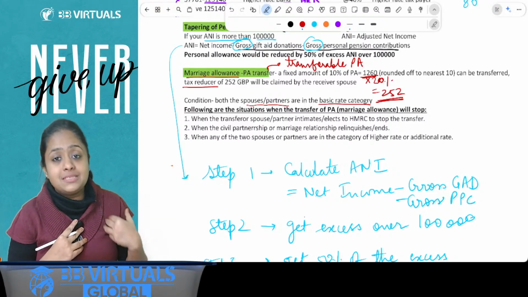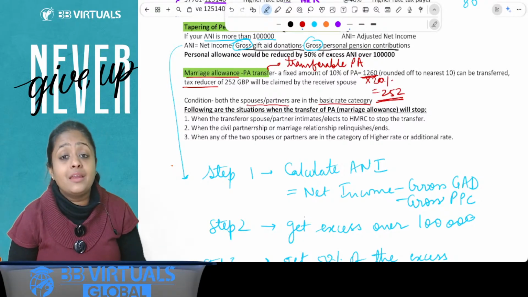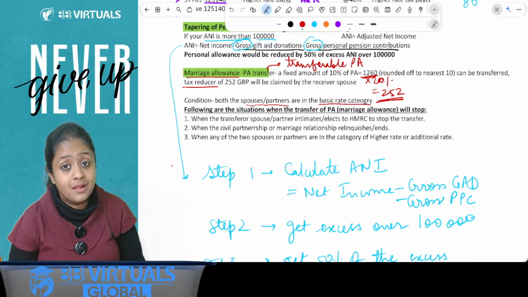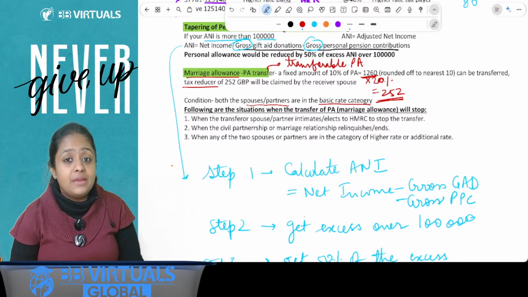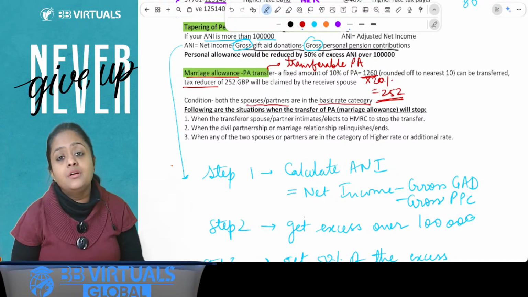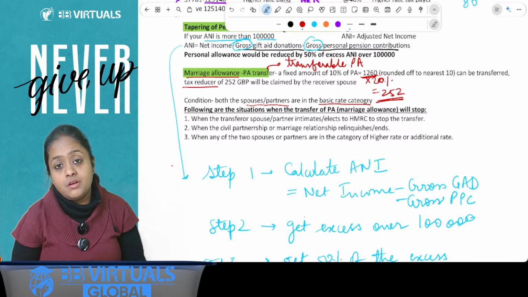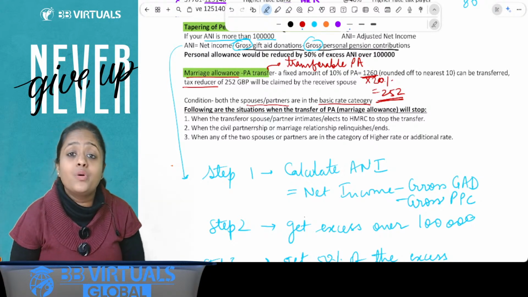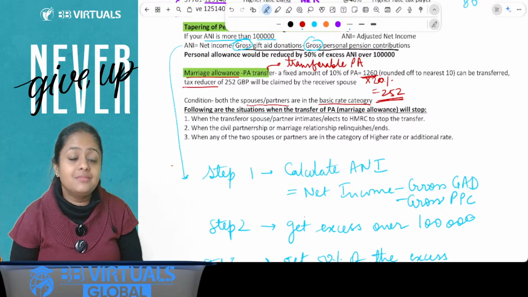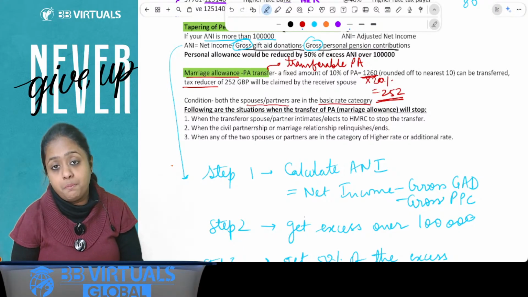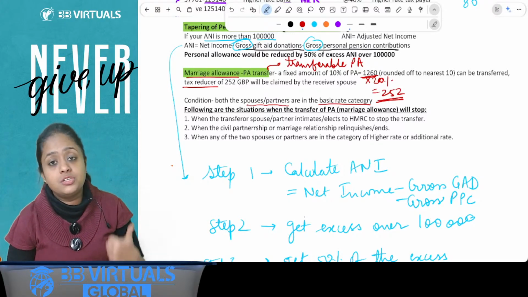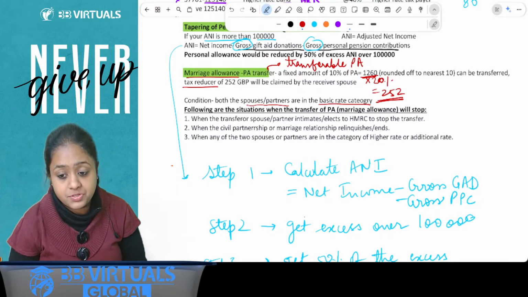Marriage allowance is basically a benefit given as a tax planning tool. It can be used when we are planning the taxes for a couple, because then overall family wise the tax liability can be reduced. It is most beneficial when one of the spouses has income lower than PA. Then it is more beneficial to transfer that PA amount to the second spouse. The condition is that there has to be a relationship of marriage or civil partnership in existence.